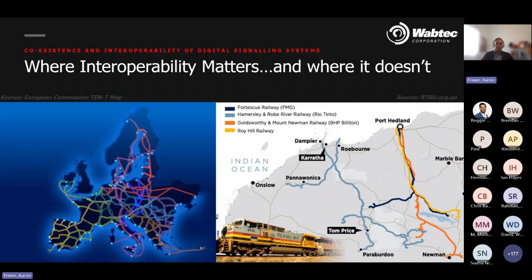On the right is an image of the mining railroads in the Pilbara and Karratha regions of Western Australia, where rail networks are privately owned and operated by the big miners such as Rio Tinto, Roy Hill, and FMG. These networks are closed systems with each company running its own dedicated trains, infrastructure, and control systems without the need to share tracks or interconnect with other networks. Interoperability, in this case, is simply not required.